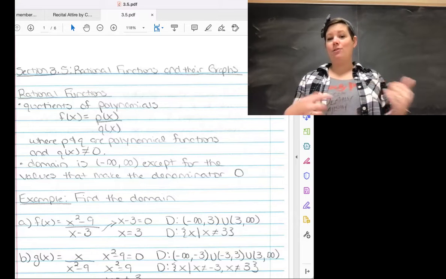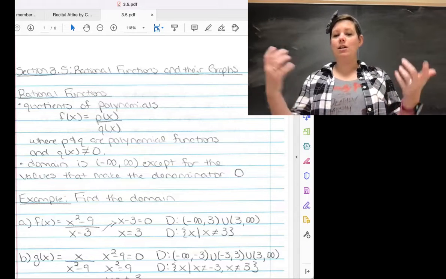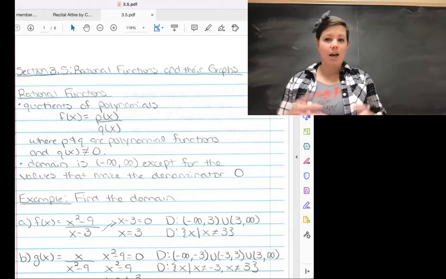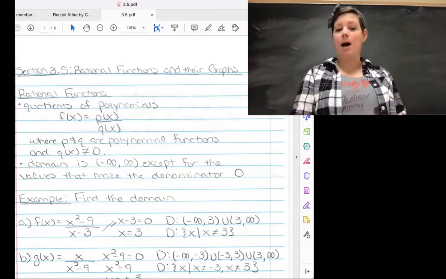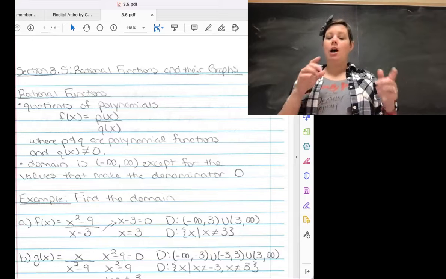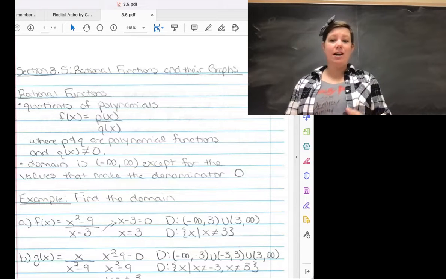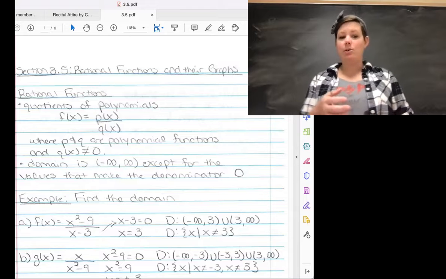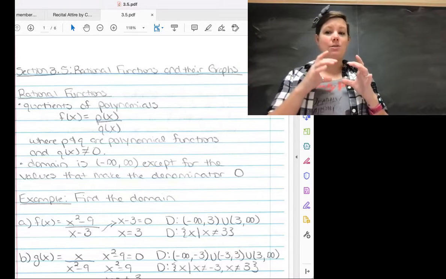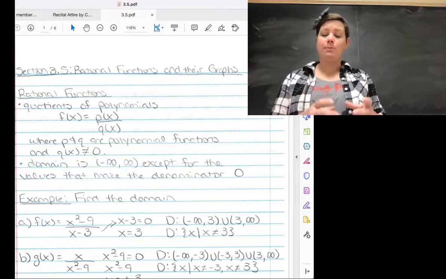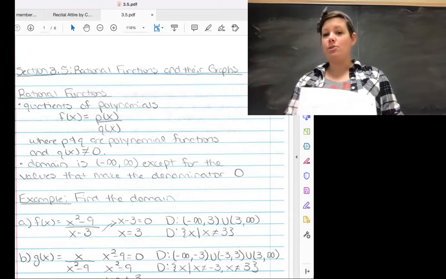If you remember back from 3.1, the domain of a polynomial is negative infinity to positive infinity. That's true except for the points that make the bottom of our rational function equal to 0. So we will have to find these trouble spots, as I always call them, that make the bottom polynomial equal to 0, because wherever that equals 0, we can't include that in our domain. And so that's how we're going to start today.